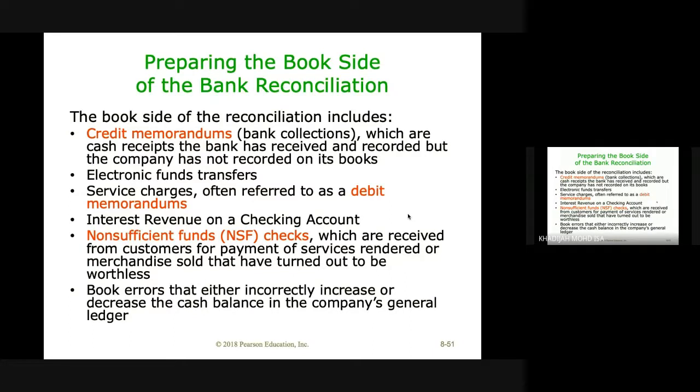Right? So for example, the balance in the company's bank account is 10,000, but the check is for 20,000. So of course the bank cannot cash it out because you do not have enough balance in your bank account to cash out the 20,000. Your bank balance is only 10,000, but your check here is 20,000. Of course, the bank will not pay that 20,000. Book errors either incorrectly increase or decrease the cash balance in the company general ledger.